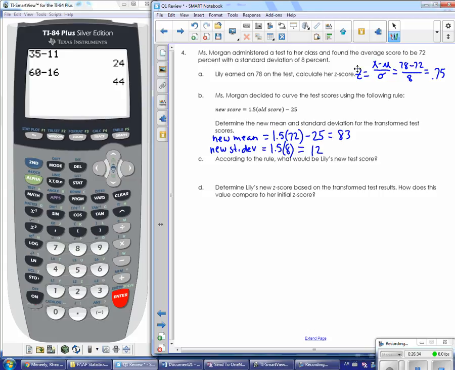And we're given units here. These are percentages. And you don't have to change it to decimals. You can just use the percentage as the unit.